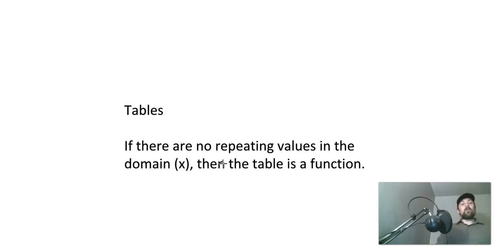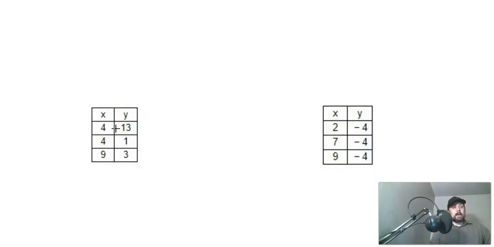If there are no repeating values in the domain, in the values of x, then the table is a function. All right. So you want to look for repeating values of x, and we'll talk about why that matters when we look at these examples. All right. So in this table here, you look at the x column. We have x equals 4, and then we have x equals 4 again. It's listed twice.